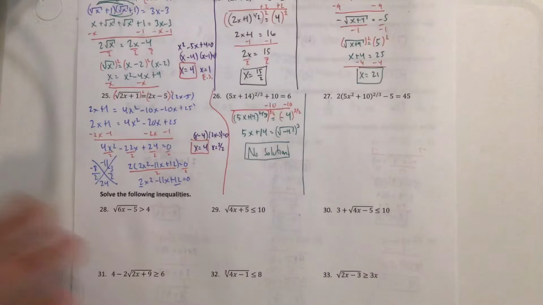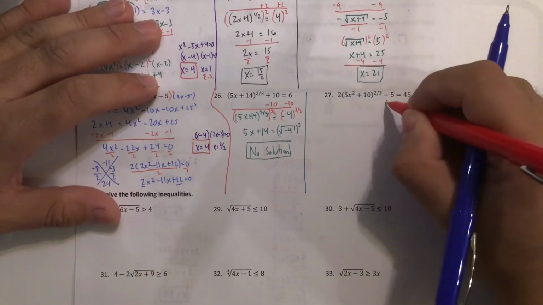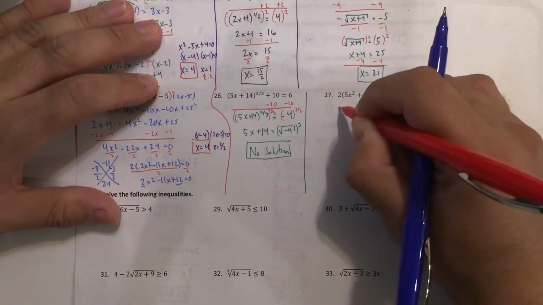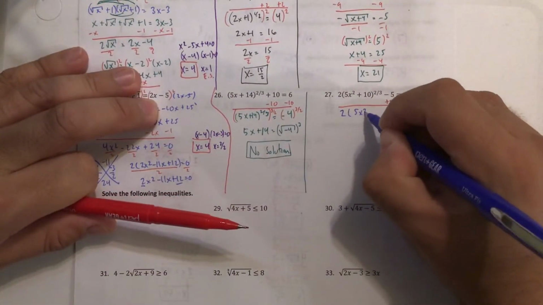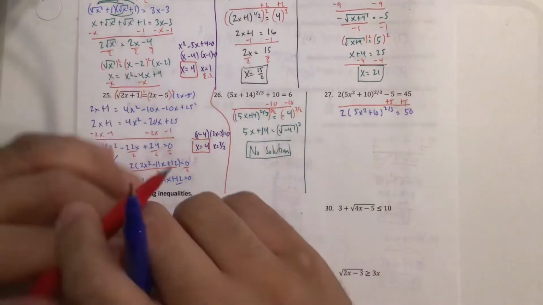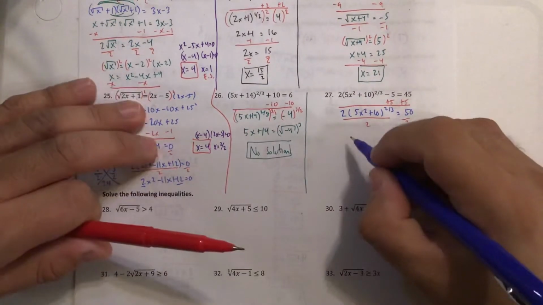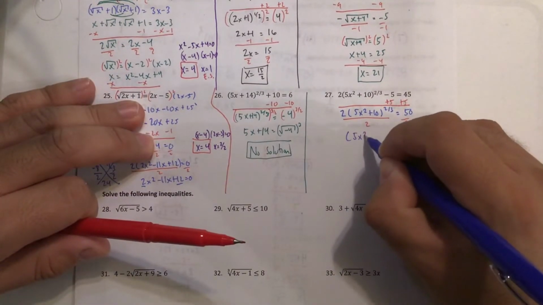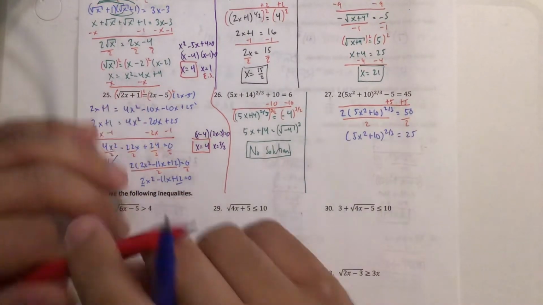All right, let's take a look at number 27. First step we do is we add 5 to the other side. So we have 2 times (5x squared plus 10) raised to the 2/3 is equal to 50. We want to divide both sides by 2 to isolate that parentheses. So (5x squared plus 10) raised to the 2/3 is equal to 25.